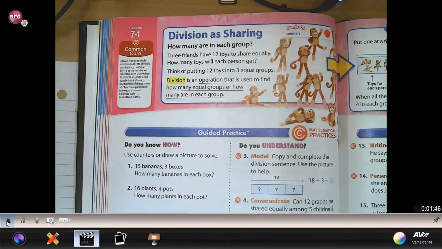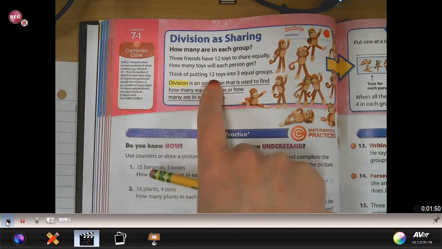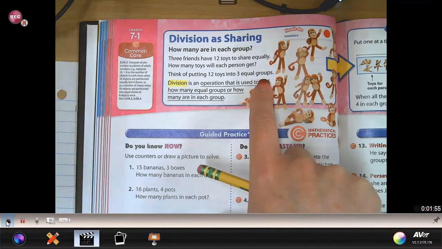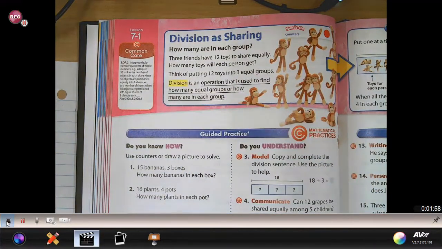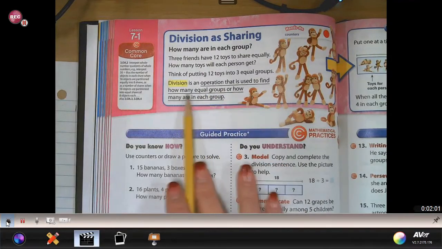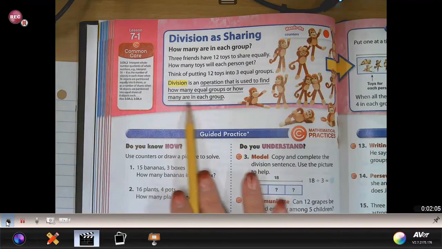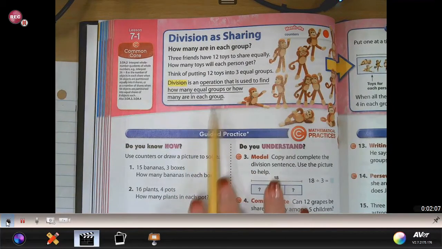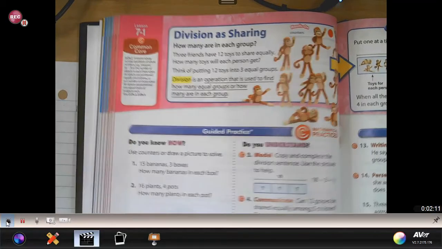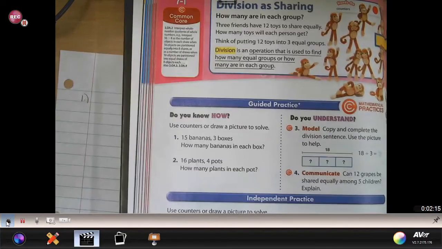So if you remember back to our lesson video, we are going to take the 12 toys and put them into 3 equal groups. So we're using division. And division is an operation that is used to find about how many equal groups or how many objects are in each group. So it's the opposite of multiplication. So we're going to take a look at our first problem, and our first problem is number 1.